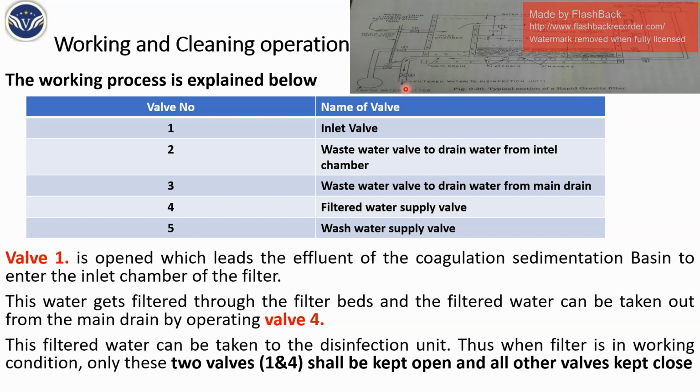So during the filtration process, only valves 1 and 4 are kept open. Rest of all valves are kept closed. Water enters the inlet chamber, passes through the filter media and laterals, then to the main drain, and from there through valve number 4, which is connected to the distribution network or to a disinfection unit, and water is collected. So this is all about the operation or working.